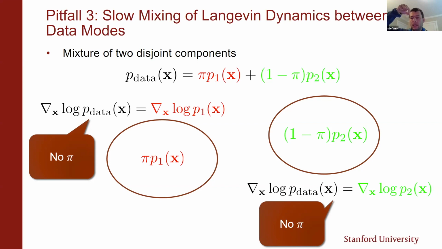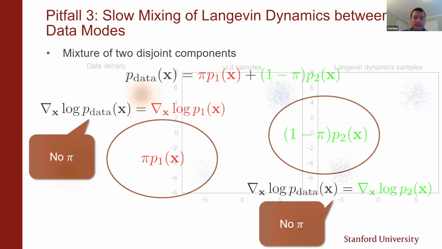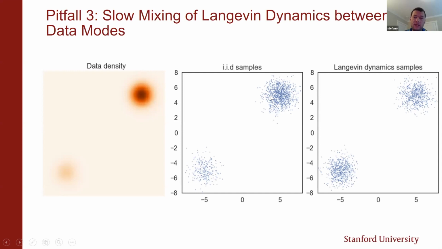You don't have to follow. You can see it here in practice. If this is the data density, and if you do IID sampling from this density, because this mode has higher weight than this mode, you're going to get more samples up here. But if you do Langevin dynamics, you basically end up oversampling this region. And the reason is that it mixed very slowly, or at least in our experiment, it didn't mix. It takes too long to go from here to here. And so in practice, what happens is that you end up oversampling this mode.